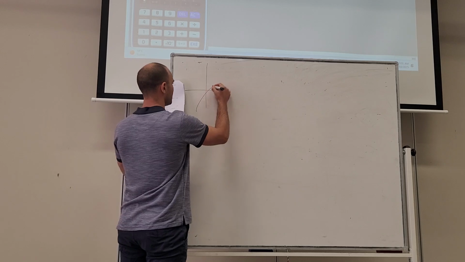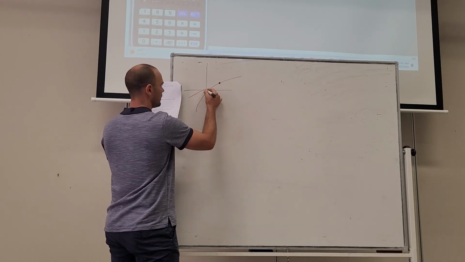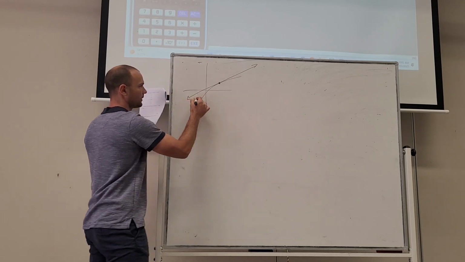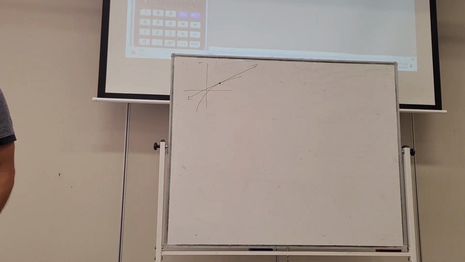So the graph looks like this. We're drawing the tangent here. So a tangent is a line that's parallel to the curve. So you get 1 mark for drawing that line.